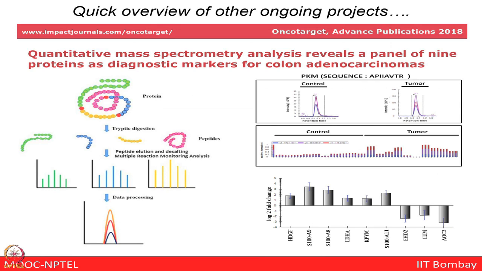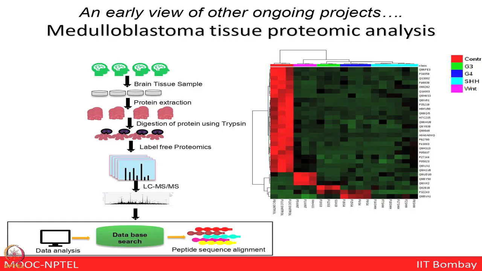In another project, in collaboration with Professor Gil's lab at Tel Aviv University in Israel, we tried to investigate the colorectal cancer problem, colon adenocarcinomas, and we found a panel of 9 proteins that looked very reproducible across a large number of patients affected by colon cancer in the Middle East countries, and we are now trying to validate this in Indian patient samples also.